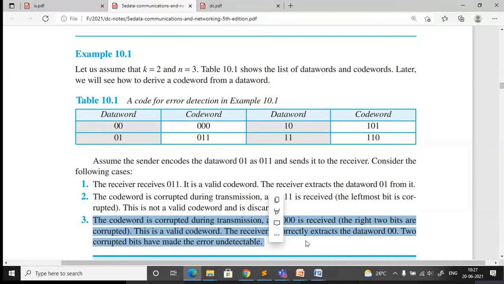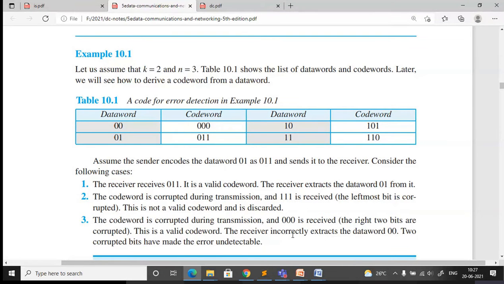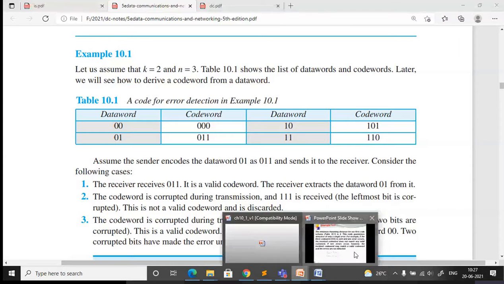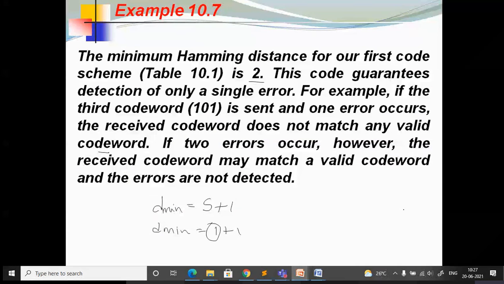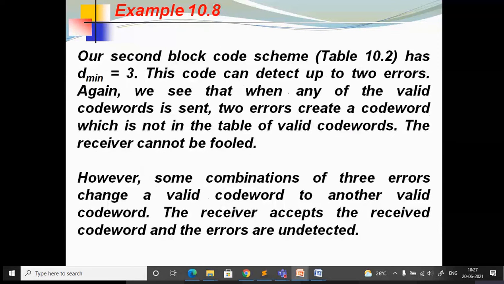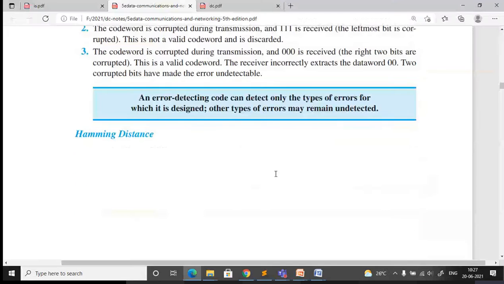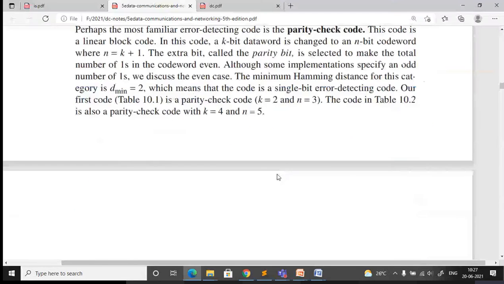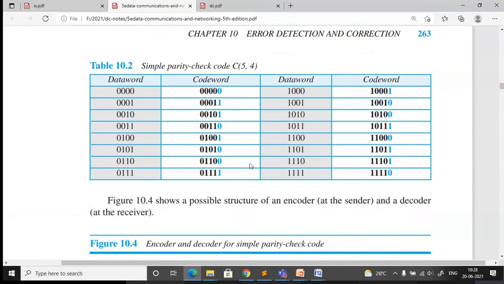If you are not understanding any particular point, just interrupt me and I will repeat. This is with respect to table 1. If two errors occur, the received code word may match a valid code word and the error goes undetected. This chapter is very easy, the only thing is you need to understand. Understanding is very, very important. Next, the second block, the second table. We have calculated the minimum Hamming distance we got for some of the combinations.